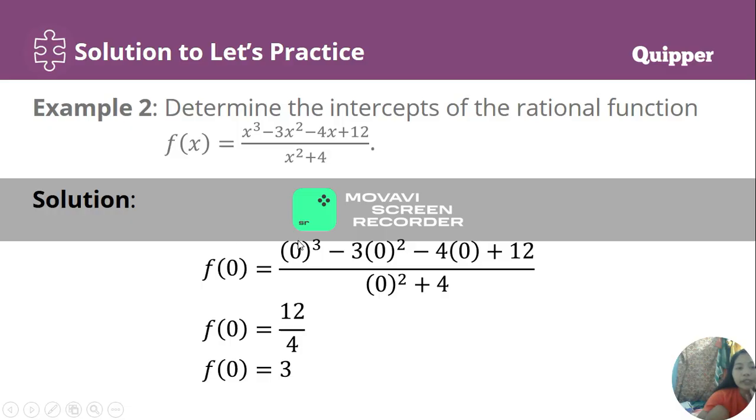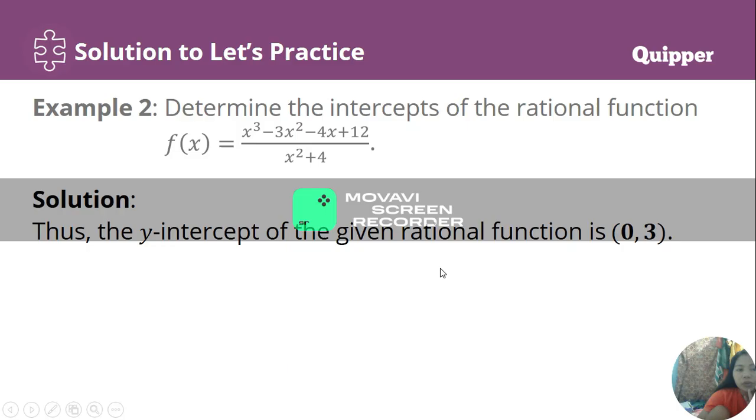So in finding the y-intercept, we will let x equal 0. So you can see x cubed becomes 0 cubed because we let x equal 0, so that we can find the f of x or the y values. So our y value, if we substitute all the x here, is 3. So the y-intercept in ordered pair, we will put this as 0, 3.